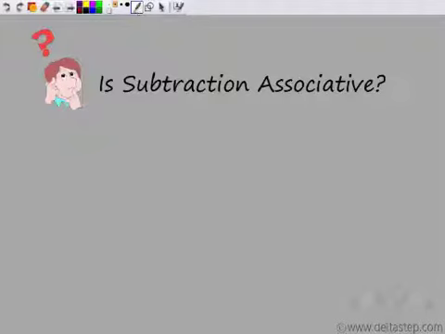Let's say, now if subtraction is associative, then I can group the first two terms or the last two terms. It would not change the answer.